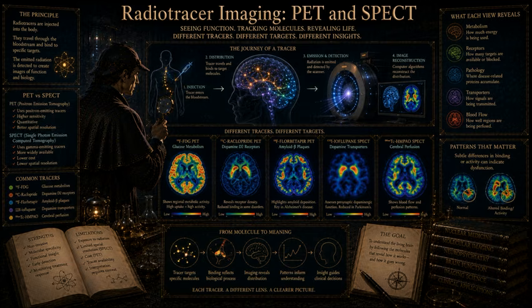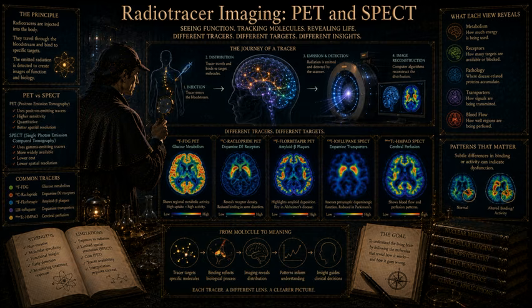Precisely. And these AMPT depletion studies definitively showed that in patients with schizophrenia, the baseline occupancy of D2 receptors by endogenous dopamine is abnormally high. It is roughly a 10 to 20% elevation over healthy controls.